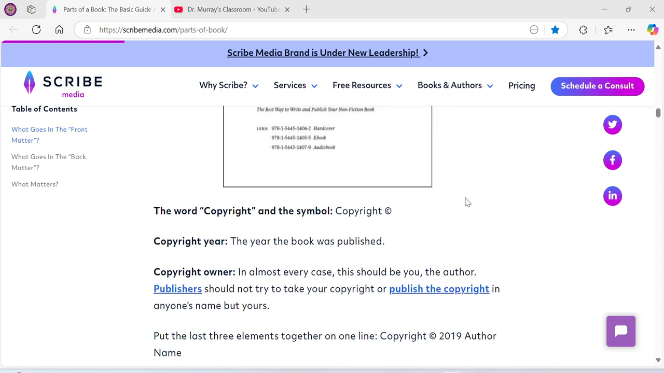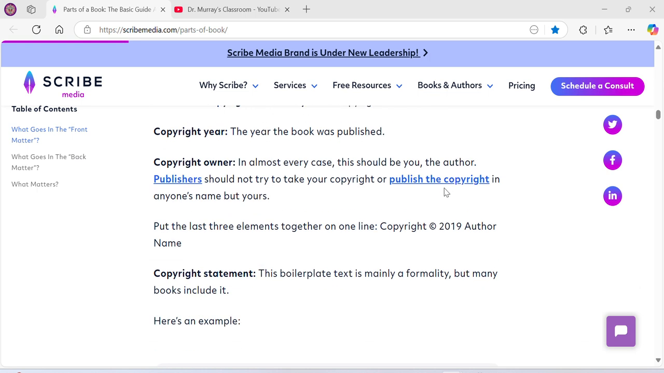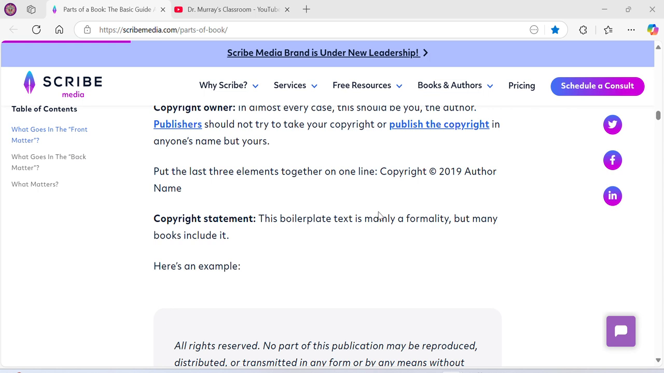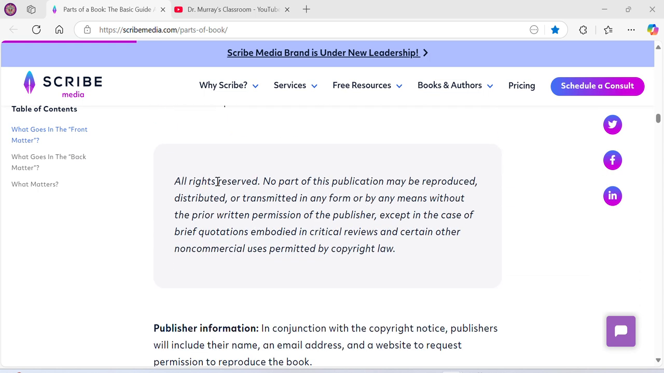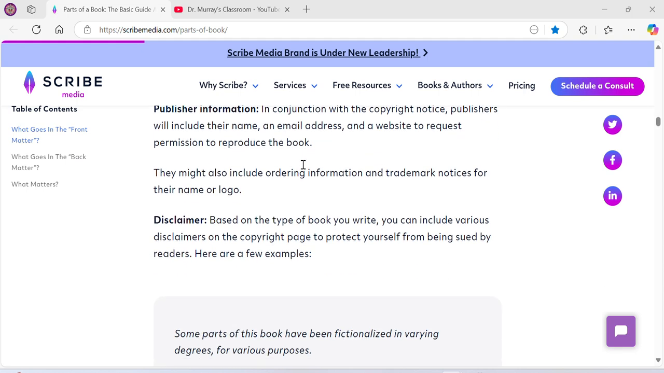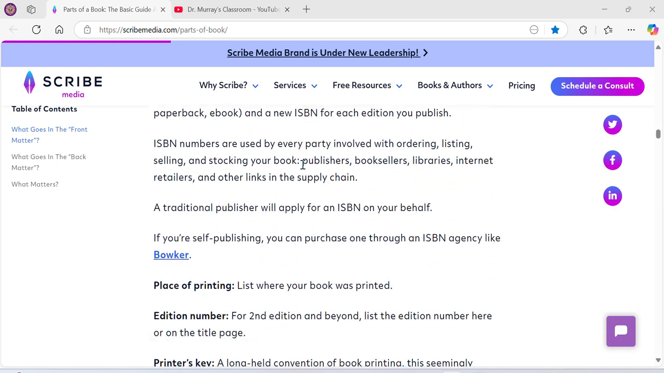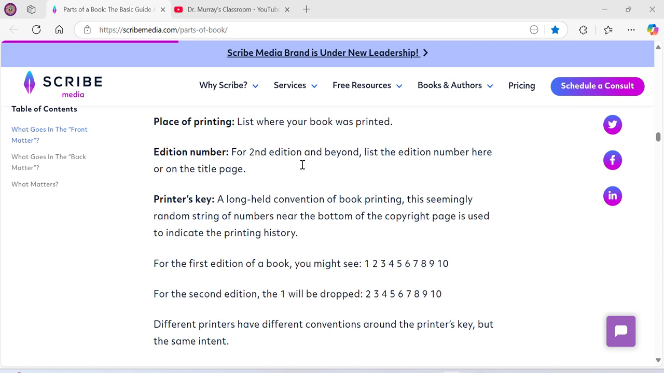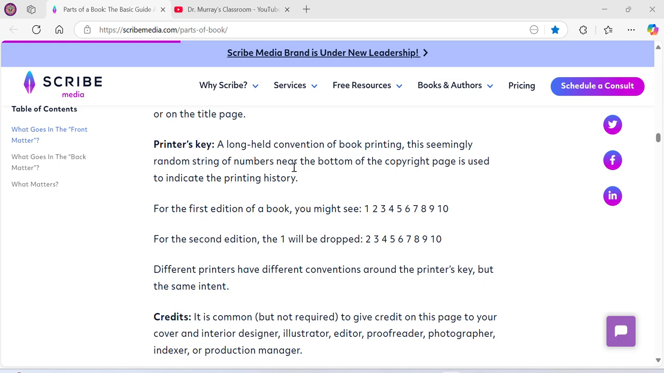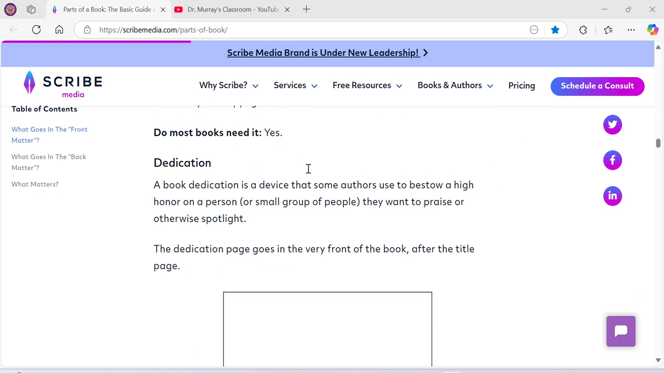So right here you see it just tells you a little bit about the copyright and the symbol, the year, the copyright owner, copyright statement. And here's an example right here, all rights reserved. Okay, moving along. That's talking about the ISBN number, place of printing, edition, printer's key, credits, things of that nature. Now, you can download this from scribemedia.com, parts of a book.